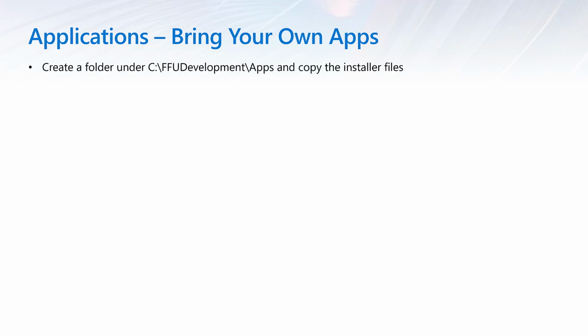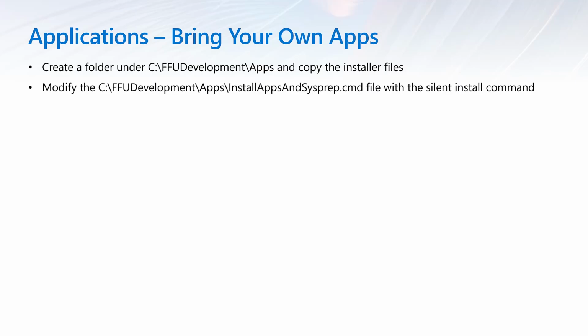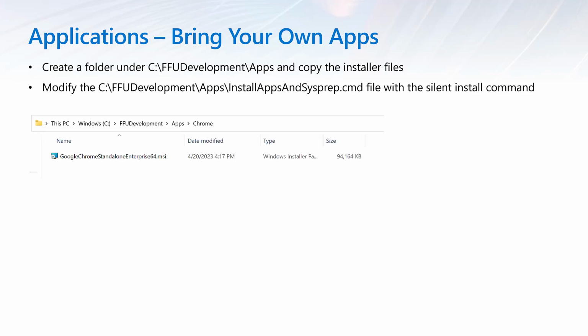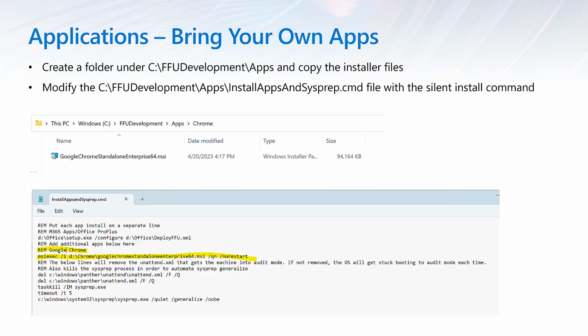Okay, bring your own apps. So to bring your own apps, all you want to do is create a folder underneath the FFU development /apps directory, make a folder in there, and then copy all of your installer files. And then you want to modify, underneath that apps directory, there's an InstallAppsAndSysprep.cmd file. You want to modify that file with your silent install command. So as an example here, if we wanted to include Chrome, we can make a folder called Chrome. We can put the MSI file for Chrome inside of that folder.